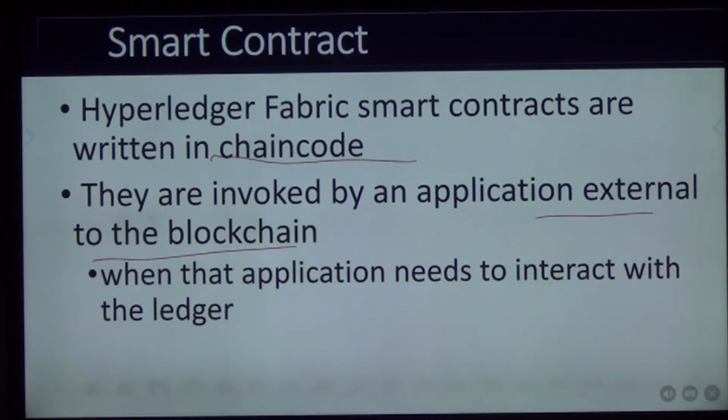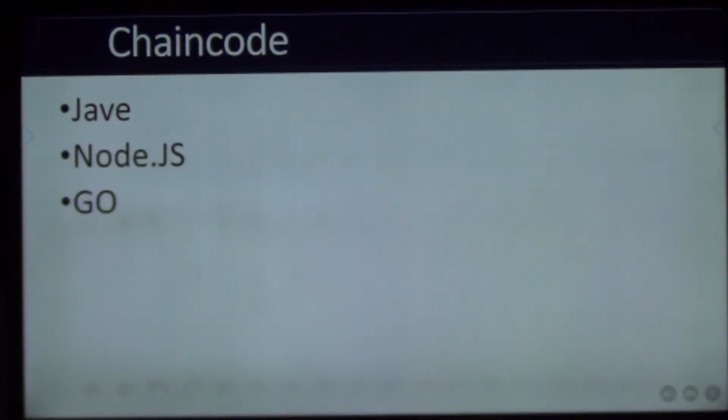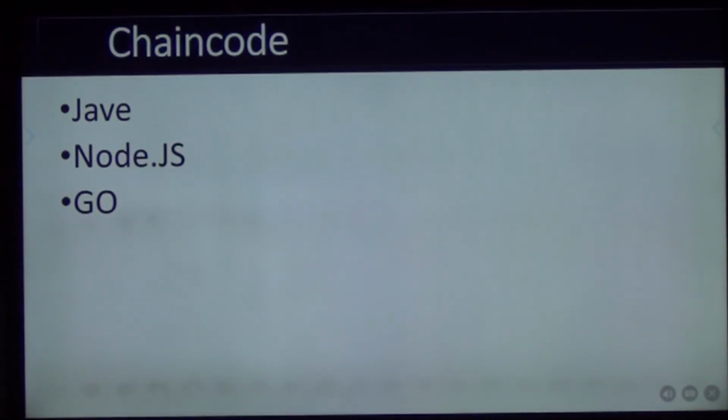When the application needs to interact with the ledger, you are basically invoking the smart contract in the blockchain network. You as a user outside the blockchain network are invoking a transaction that will happen on our blockchain through an application which sits outside the blockchain network. So chain code जो है is the code simply. उसका एक नाम है which is written in Java, Node.js or Golang, the Go language.